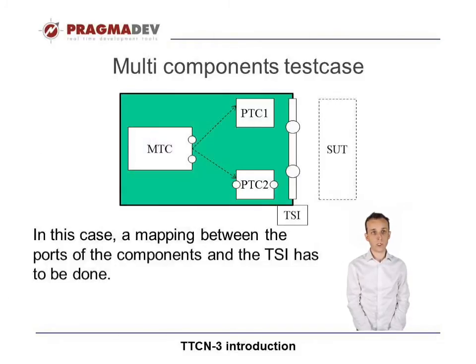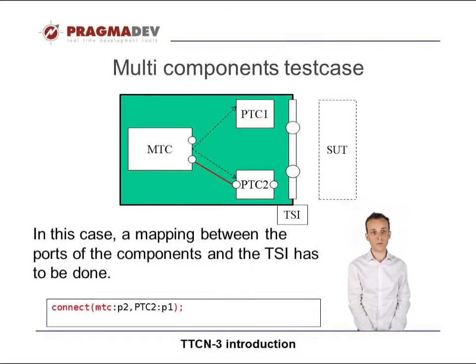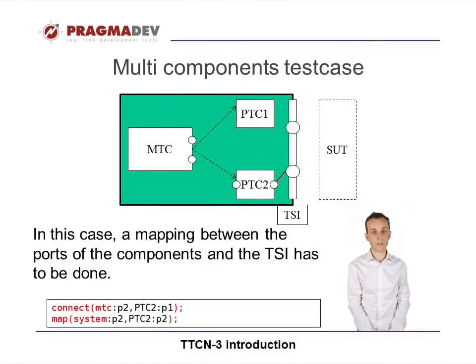This example shows the architectural representation of a multi-component test case. There is one MTC and this one creates two PTCs. In this case, a mapping must be done between the different ports of our component. The keyword connect is used to connect two internal component ports. The keyword map is used to connect an internal component port with the TSI.